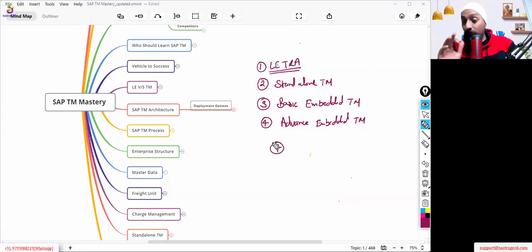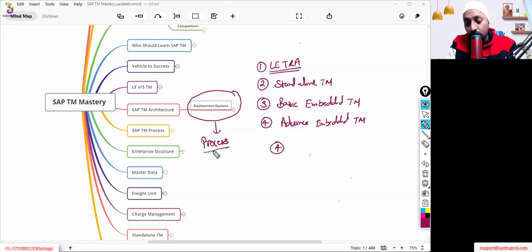So in a deployment option, what does the client need to do, in which way, whether for the standalone TM, LETRA, basic embedded or advanced embedded? What would be the difference between them? What approach should a client decide on? That part I would be covering in the next session in the deployment option. From there, in the next session, we'll be jumping into the process of SAP TM that I have explained to you, the shipment process, right? Then I will be jumping into the SAP TM process, and then we'll try to run a scenario in the system.